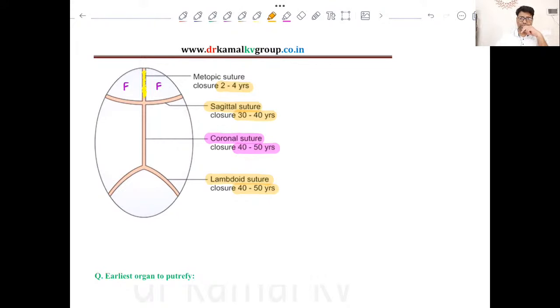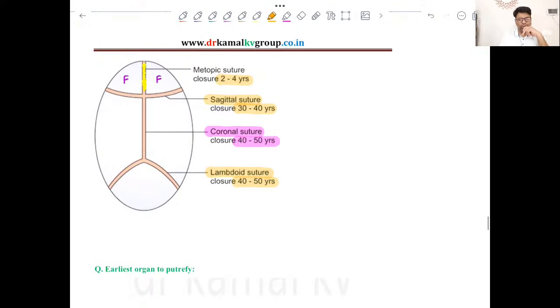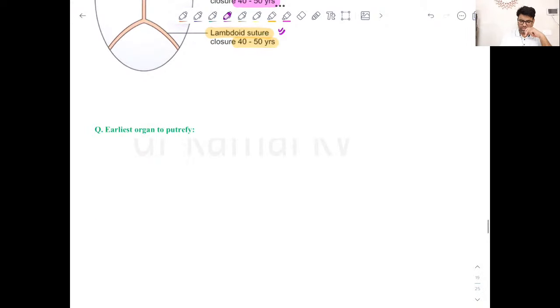It is the metopic one which unites so early, and therefore in most of the discussion we never discuss the metopic suture, right? Anyway, just remember, the metopic suture fuses early, followed by sagittal, and then coronal plus lambdoid, right? So coronal and lambdoid take so much time. You can remember the sequence like this, okay? And these are almost the same, right? Now, earliest organ to putrefy.